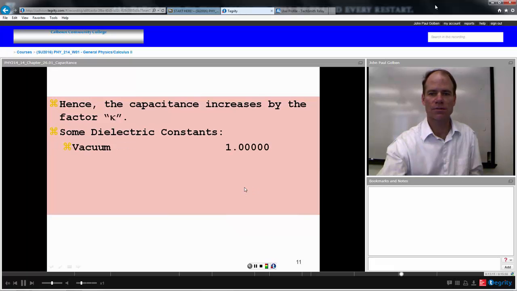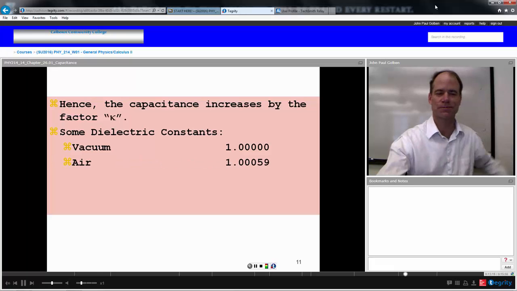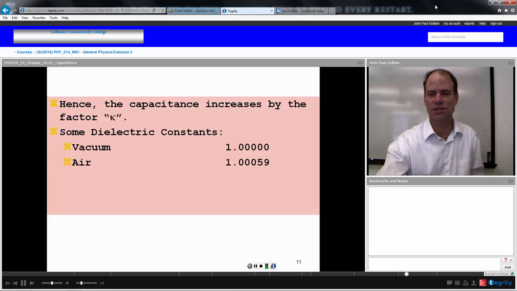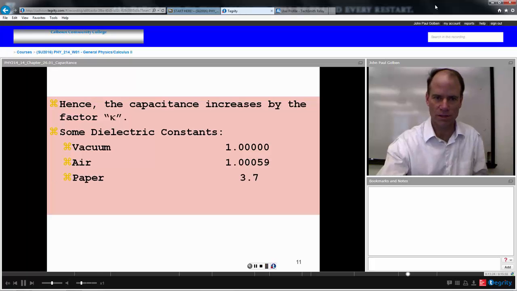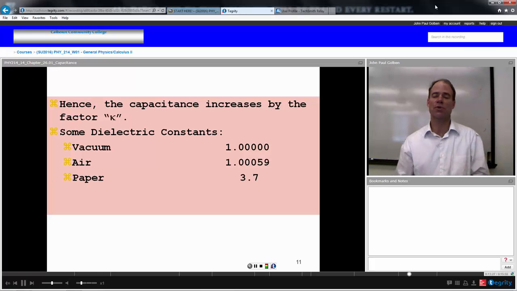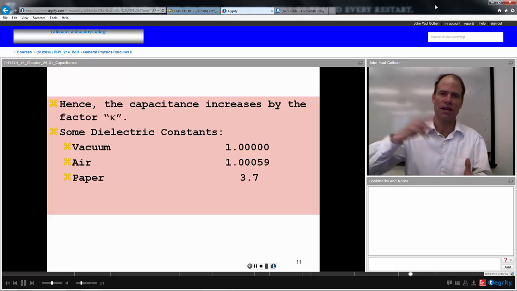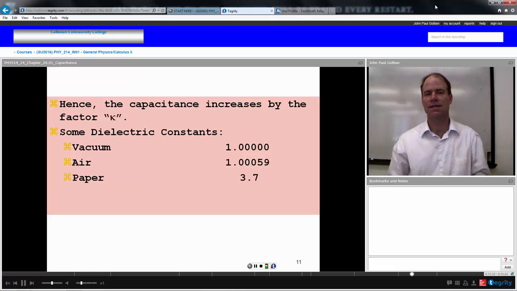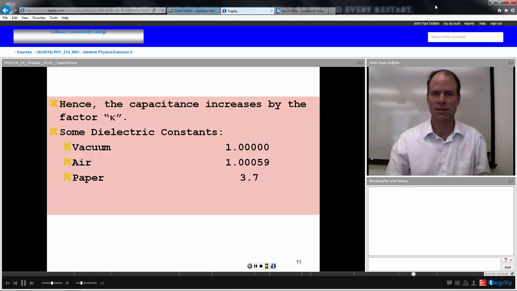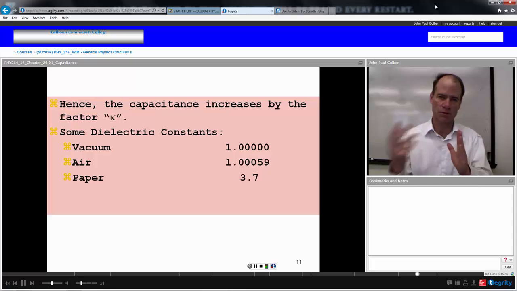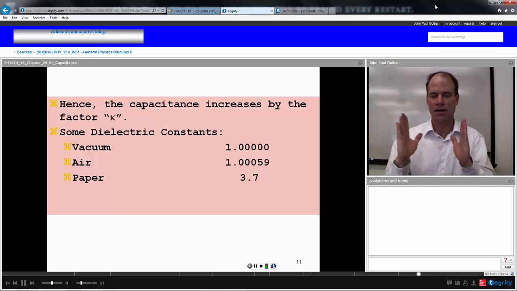So here are some dielectric constants. For a vacuum, it's 1.000000000. For air, it's 1.00059, so basically it's 1. For paper, it's 3.7. So if I took paper and stuffed that in between the two parallel plates, I would increase its capacitance by a factor of 3.7. In other words, it would have more capacitance to hold charge given a certain voltage before it would discharge. So the insulator allows it to insulate itself from a discharge between the plates.